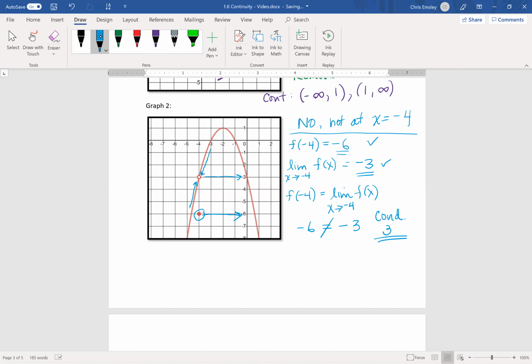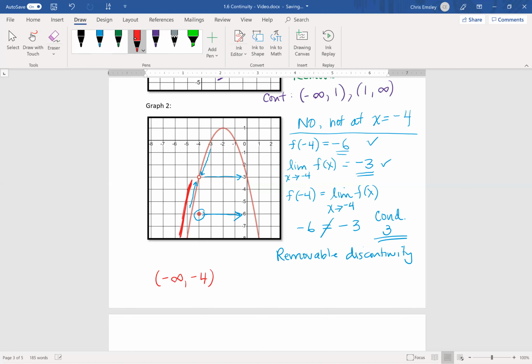Again, just like the last example, this is a removable discontinuity, because again, it's just that single point, not a jump. And then finally, on what intervals is this function continuous? So again, it's continuous before we get to x equals negative 4.